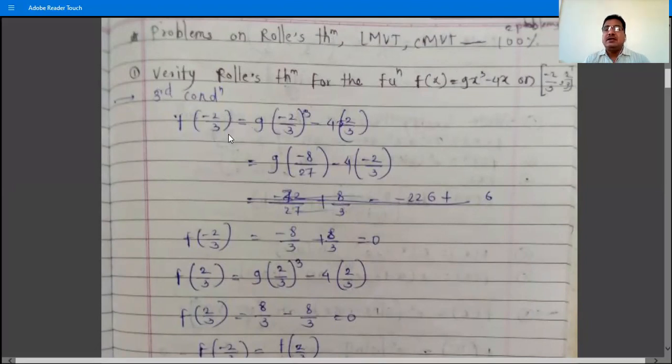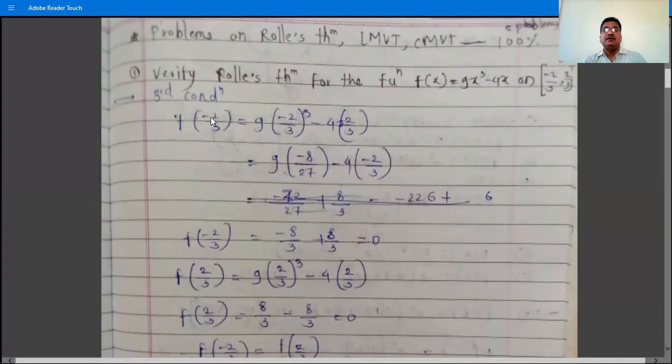The first condition is that the function is continuous on the closed interval. Then the function f of x is differentiable on the open interval. And the third condition is that the value at the first point is equal to the value at the second point. So we will check the third condition first, that is, we find f of minus 2 by 3 and f of 2 by 3.